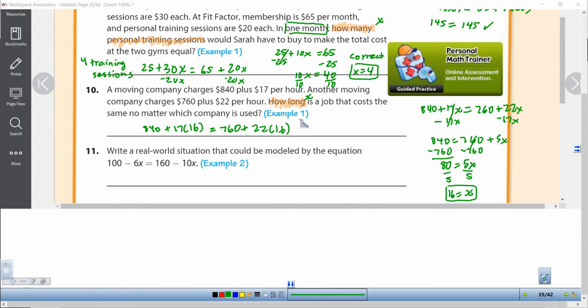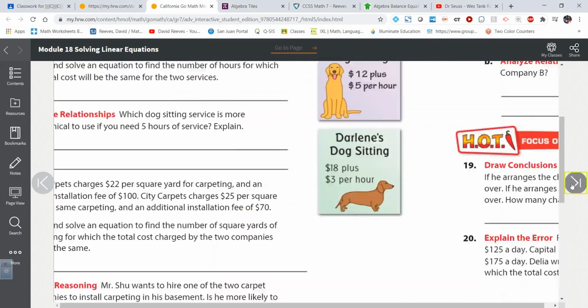All right, so what does that mean? 16 hours. Remember when you're answering a problem, put those units on. 16 hours will cost the same. This company charges more to start, but less per hour. This one, less to start, but more per hour. If you go 16 hours, it won't matter which one that you use.